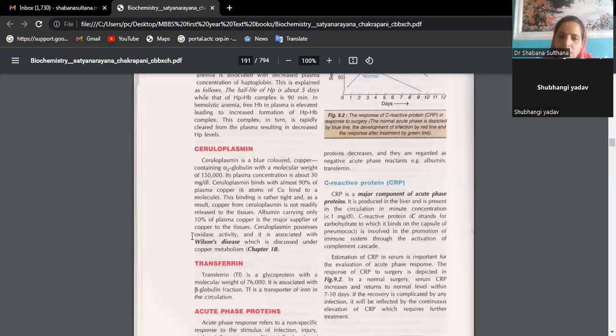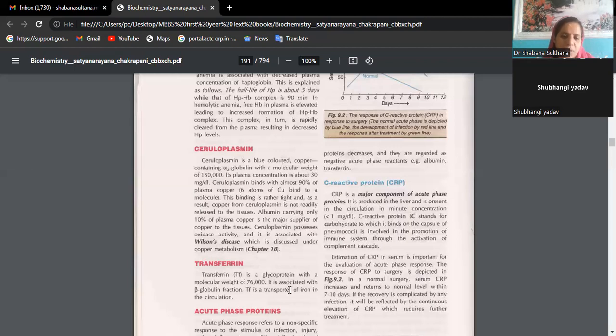So it helps in oxidation activity also. Biological oxidation, in that chapter also we are going to see this ceruloplasmin. Suppose if it is deficient, then you will see Wilson's disease. Did we discuss this in copper metabolism? Menkes disease and Wilson's disease. Excess copper is Wilson's. Okay. So transferrin, sometimes it may be asked, it is associated with beta globulin.